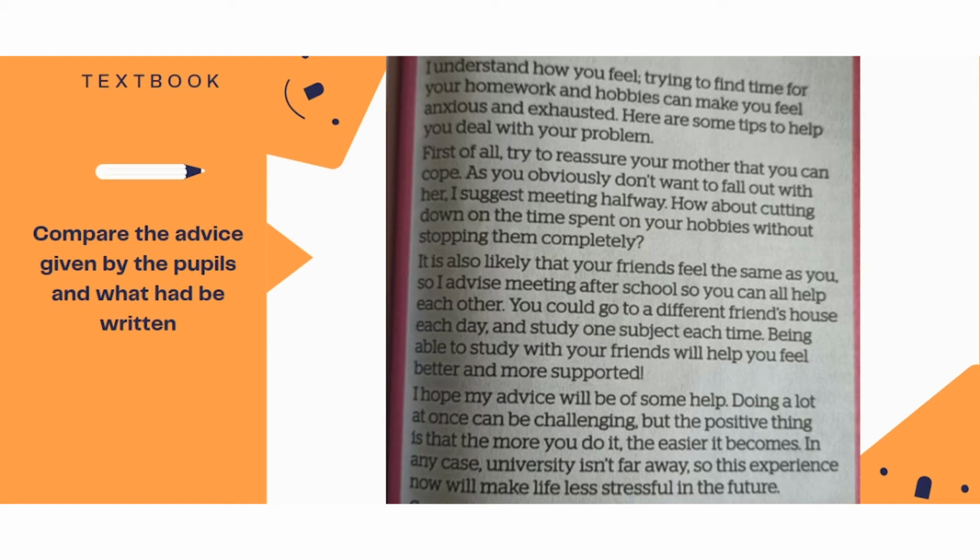First, what the writer has written here is that they try to understand the situation, and then they think about what kind of solution could help. In this one, we can see they first reassure the writer about the mother, and then advise meeting after school, meeting your friends and trying to find someone who feels the same, and finding a solution that all of you could do.